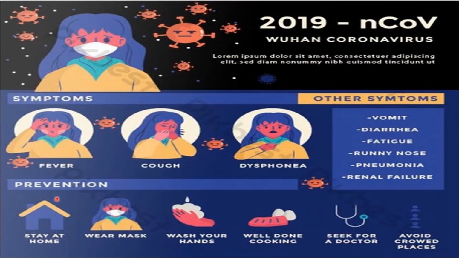Now, what are the preventions? How can you stay safe? First and foremost, by staying at home. This is good for you, for your family, for your friends, and for everyone. Wear a mask if you are going out. Wash your hands with antibacterial soap frequently. And well done cooking. Cook the things before you eat or wash them thoroughly before eating.